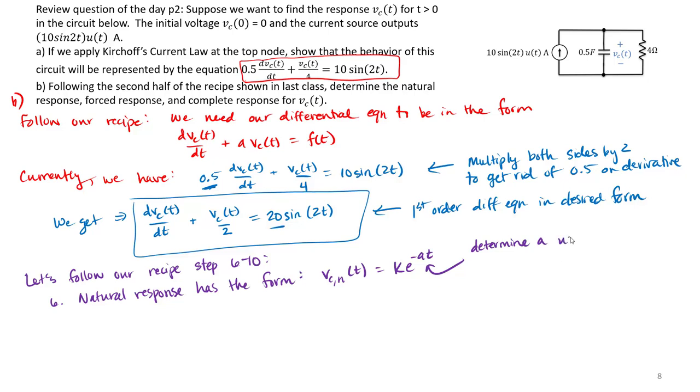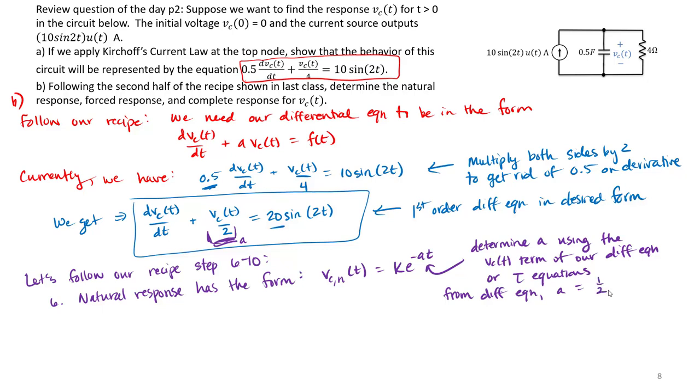And that can be done using the Vc of t term of our differential equation. Or, of course, we know that a is related to our time constant tau. So we could also use our various equations. But here we can very quickly see from our differential equation, a is the coefficient on Vc of t. So here we can say a must be 1/2. That comes straight from the term in front of Vc of t. So here we have Vc of t divided by 2, which gives us 1/2.